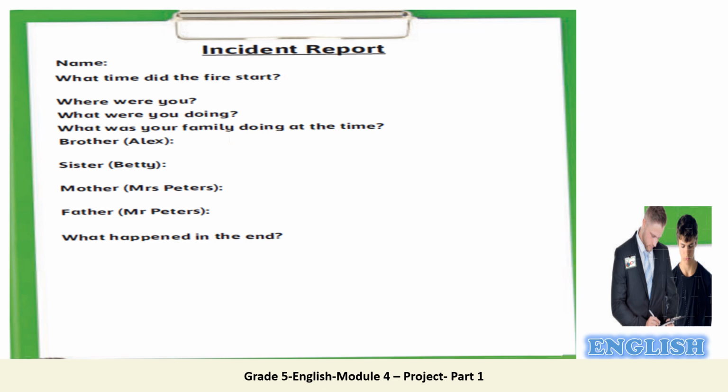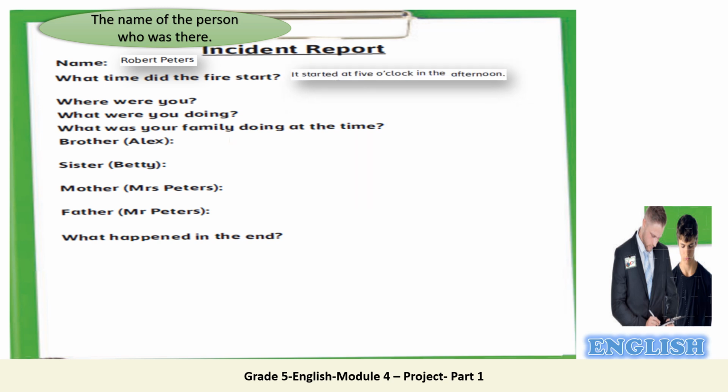To write an incident report, there are some pieces of information we should include. We have to ask about some details before we write this incident report. We need to ask only one person about what happened. So we need to write the name of the person that was there, the person who is going to answer the questions. Then we need to ask about the time. When did the incident happen?